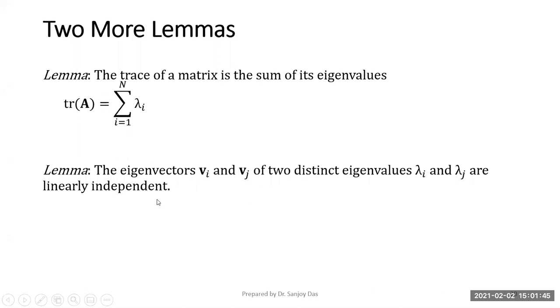Anyway, so the other lemma is the eigenvectors of 2 distinct eigenvalues are linearly independent, because we are dealing with non-defective matrices. So if lambda I is not equal to lambda j, then Vi is not equal to Vj.